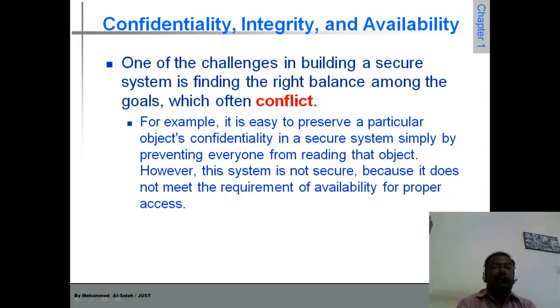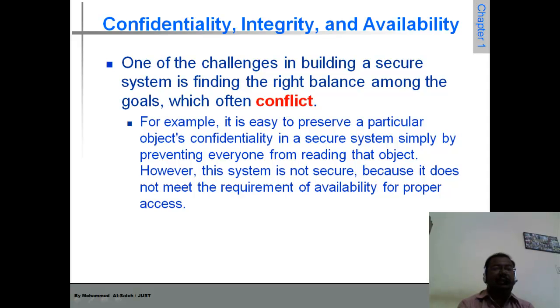So one of the challenges in building a secure system is finding the right balance among the goals, which often conflict. For example, it is easy to preserve a particular object's confidentiality in a secure system simply by preventing everyone from reading that object. However, the system is not secure because it does not meet the requirement of availability for proper access. So if you are going to make it more confidential, then availability becomes less. So it's a contradictory case here.